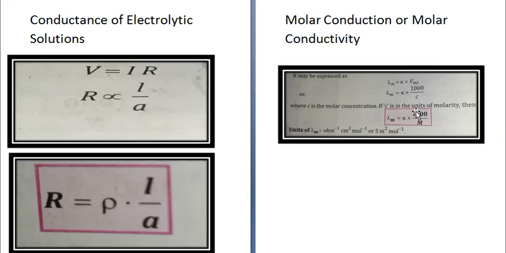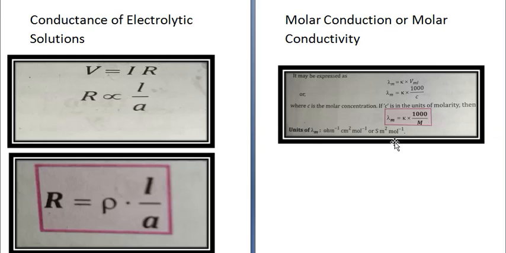So if C is in units of molarity, then lambda m is equal to K into 1000 upon m. Unit of lambda m is ohm to the power minus 1 centimeter square mole to the power minus 1, or S m square mole to the power minus 1. S is for specific conductivity.